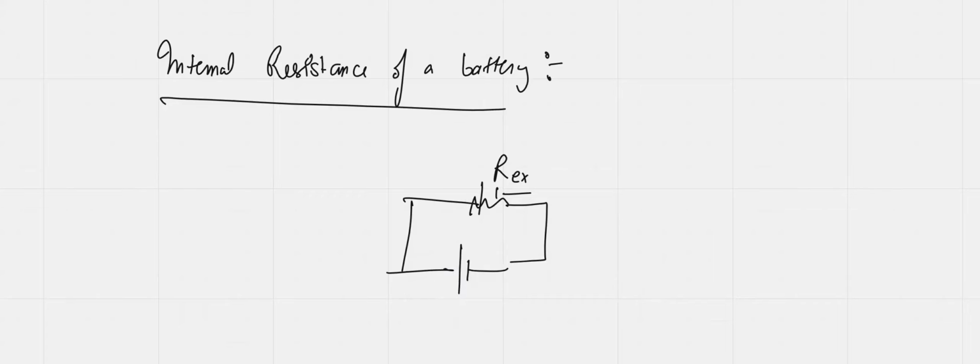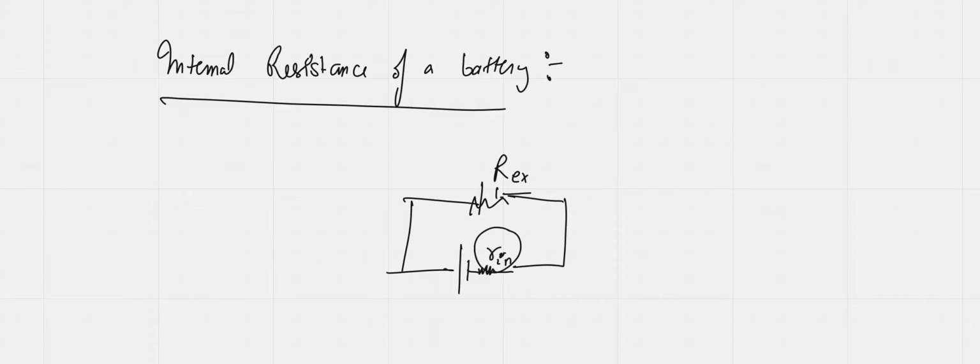So I can simply say, let's not make the circuit like this. Let's include a small resistance. So this is R internal. This is the internal resistance of a battery.